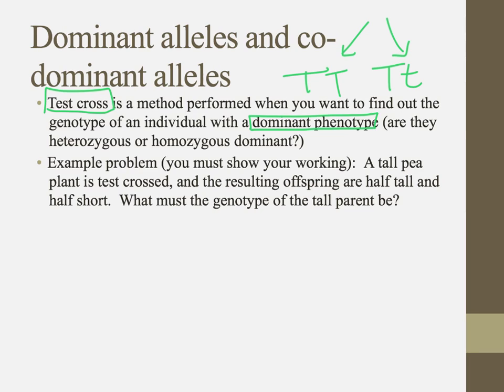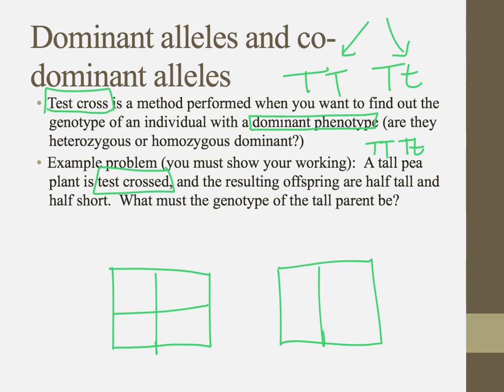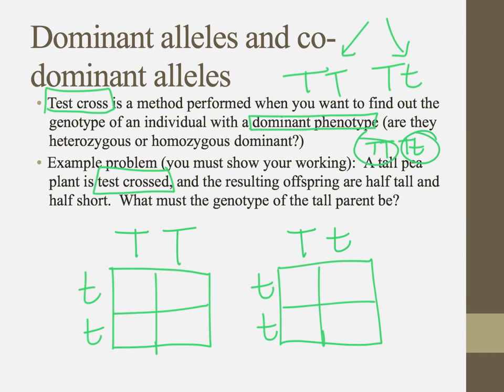So here's an example problem: a tall pea plant, and tall, again, could be homozygous dominant or it could be heterozygous, we don't know, is test crossed, and the resulting offspring are half tall and half short. All right, well, let's consider both possibilities. I know that I'm going to cross with a homozygous recessive. This is the part that makes it a test cross. Possibility number 1 is that it's homozygous dominant. Possibility number 2 is that it is heterozygous.